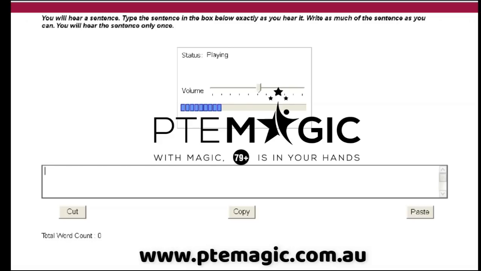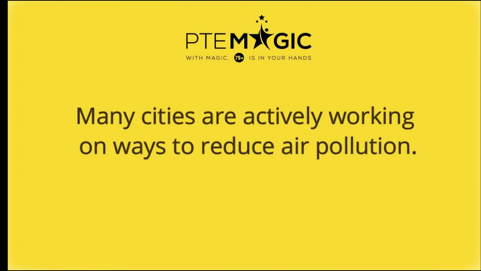Many cities are actively working on ways to reduce air pollution.